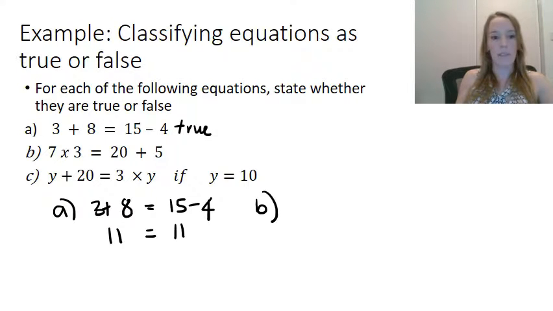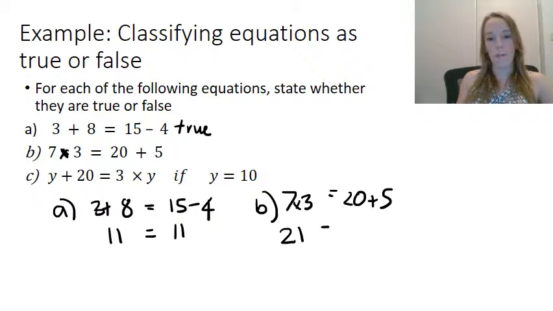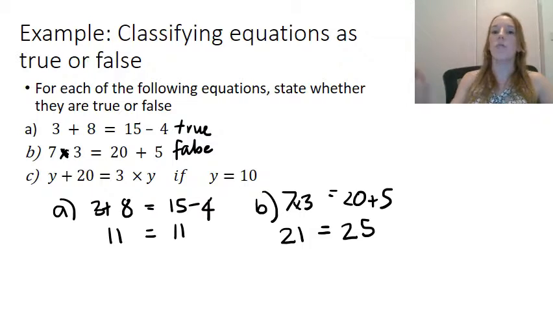For B, we have 7 times 3. That should be a times, not an x, sorry. So 7 times 3 on our left-hand side equals 20 plus 5 on our right-hand side. 7 times 3 is 21. 20 plus 5 is 25. Oh, so that's a false equation. So that is not true. False. Remember, we could turn it into a true equation if we change that equal sign into a does not equal sign.